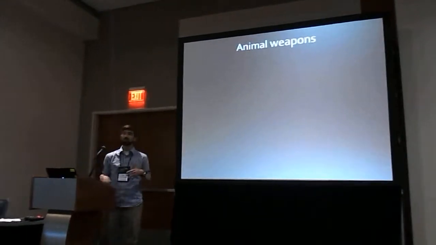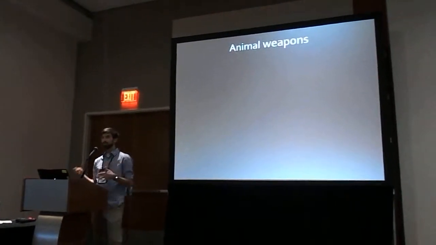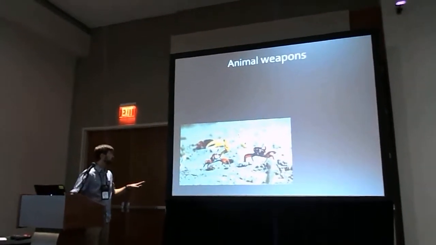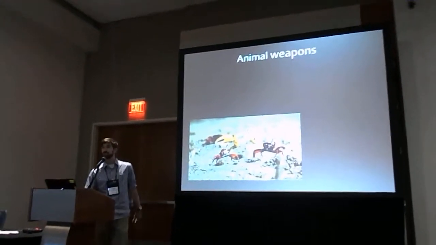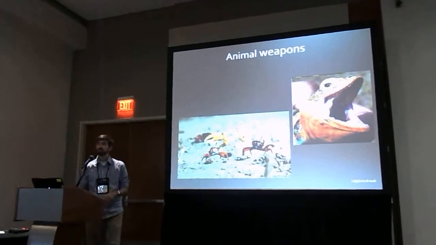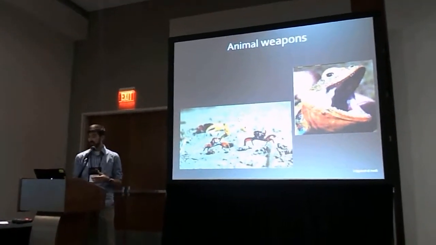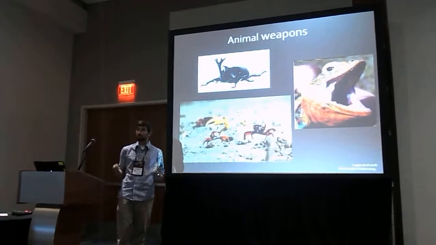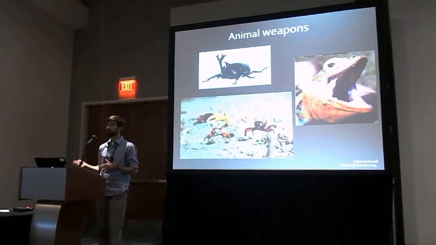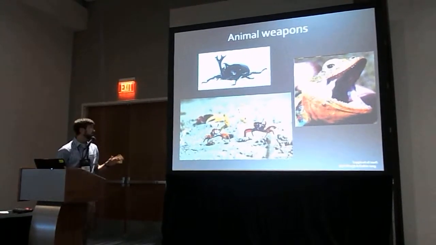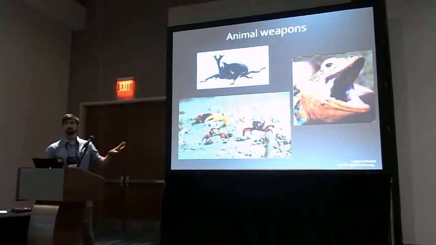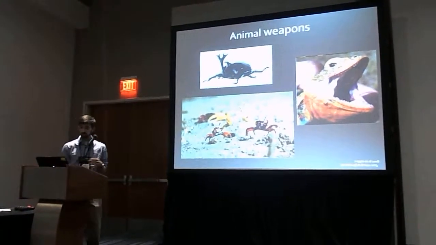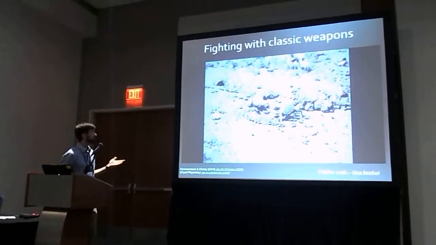By animal weapons, I mean enlarged structures that animals use, usually during intraspecific aggressive interactions. So these are things like the enlarged claws of fiddler crabs and many different types of crustaceans, jaws and jaw muscles in many different types of lizards, and horns in everything from dung beetles to deer. Okay? So animal weapons are pretty widespread through both vertebrates and invertebrates, and we actually know a fair amount about how animals fight using these weapons, which I'm going to refer to as classic weapons for the purposes of this talk. So this is an example of a fight with classic weapons.